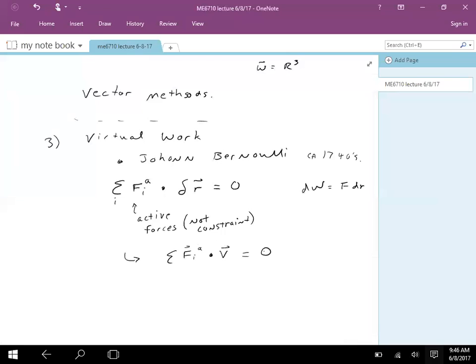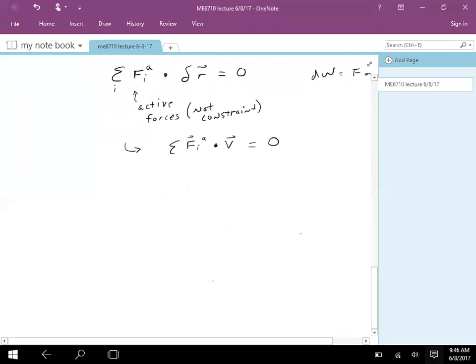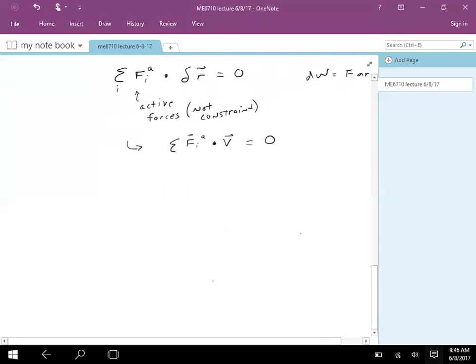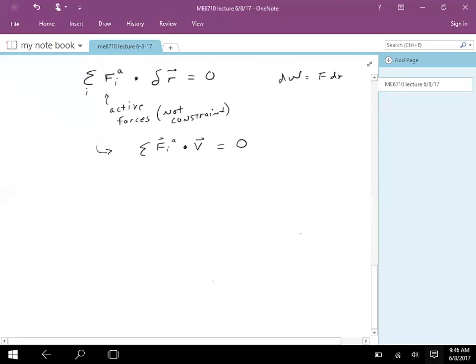And the big idea here is that this gets rid of constraints. Tell me if I've moved too far. That's the whole idea.